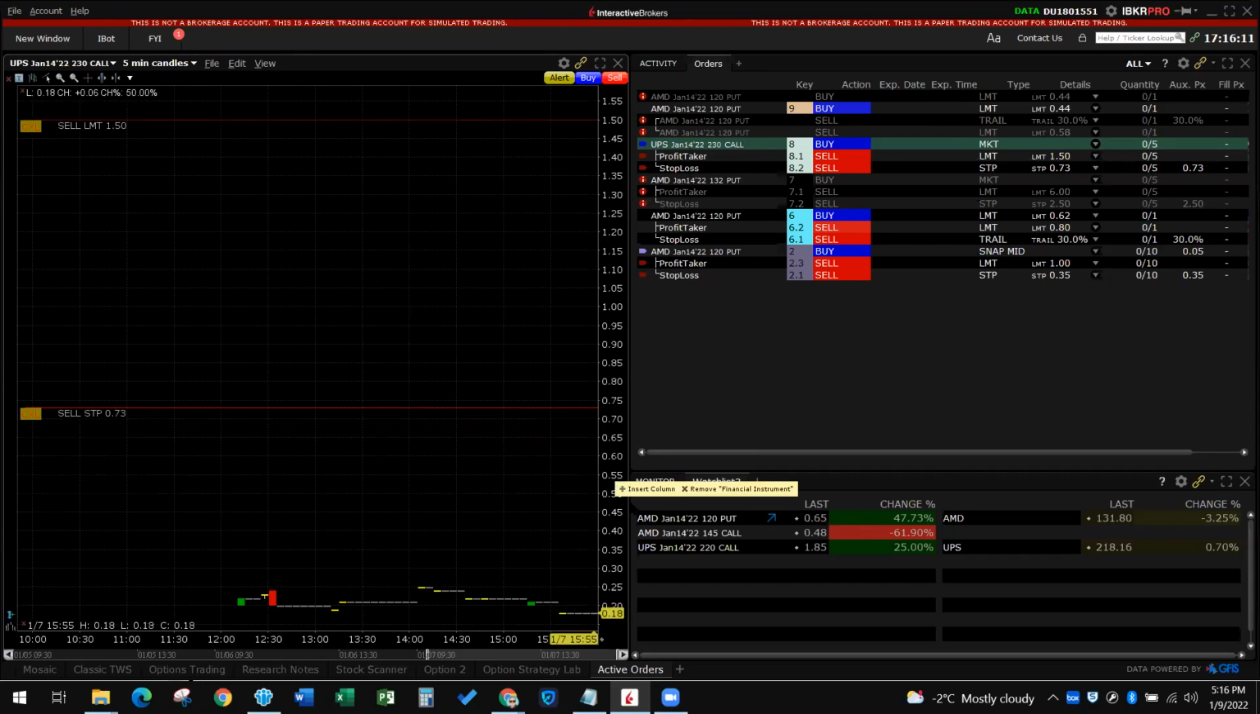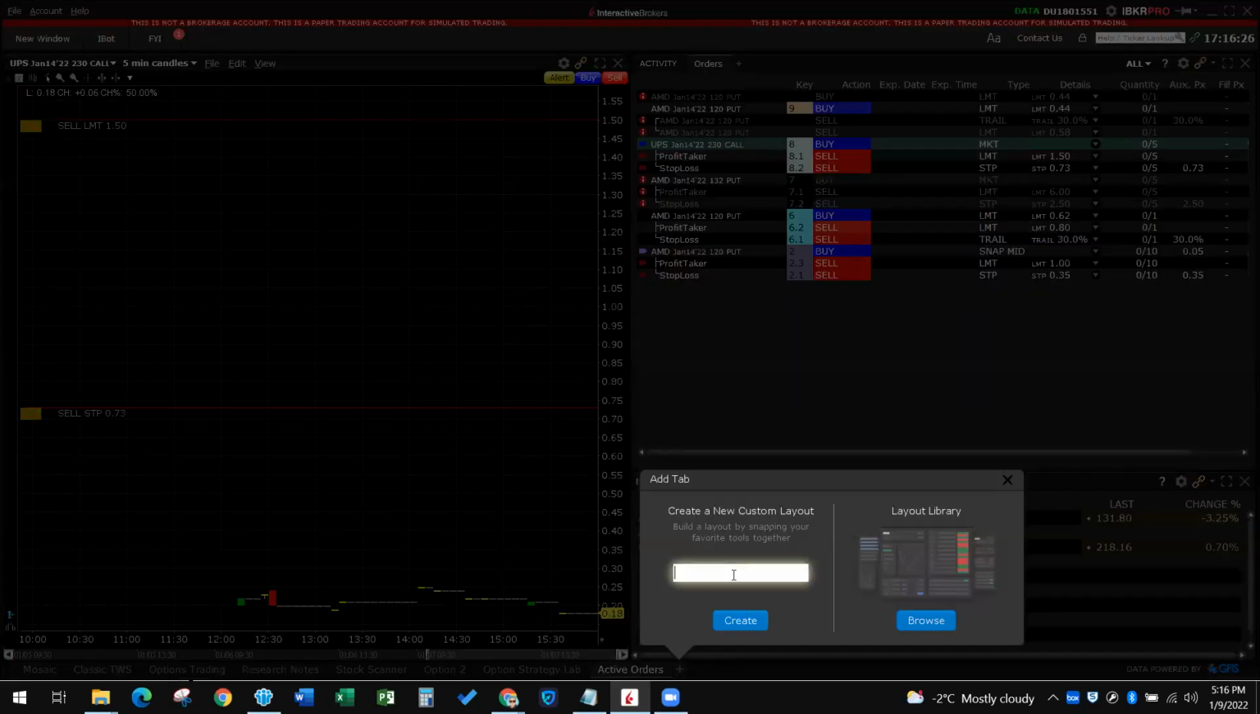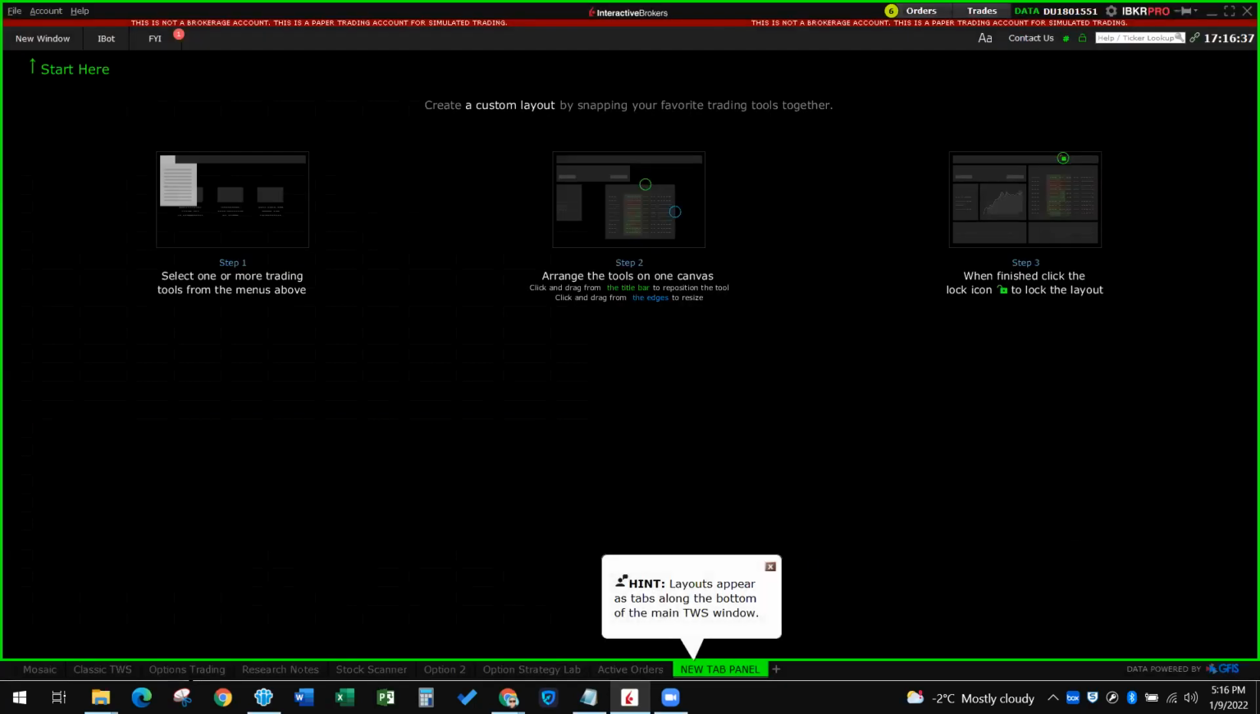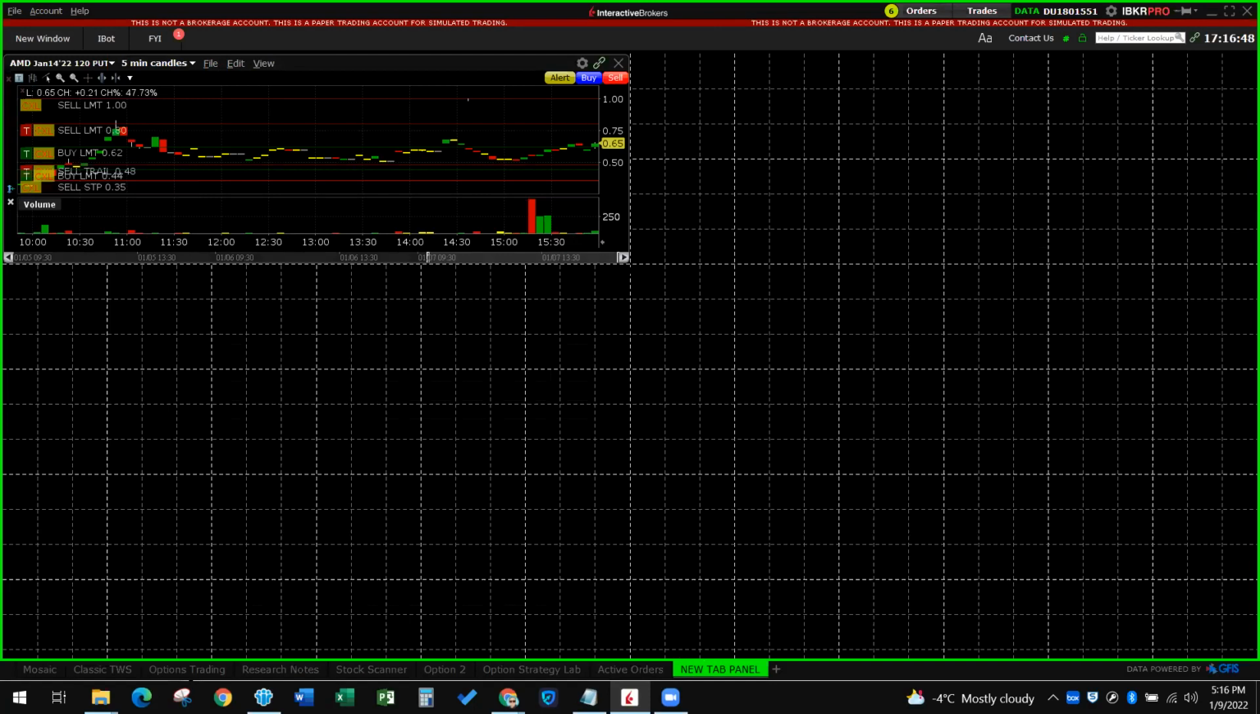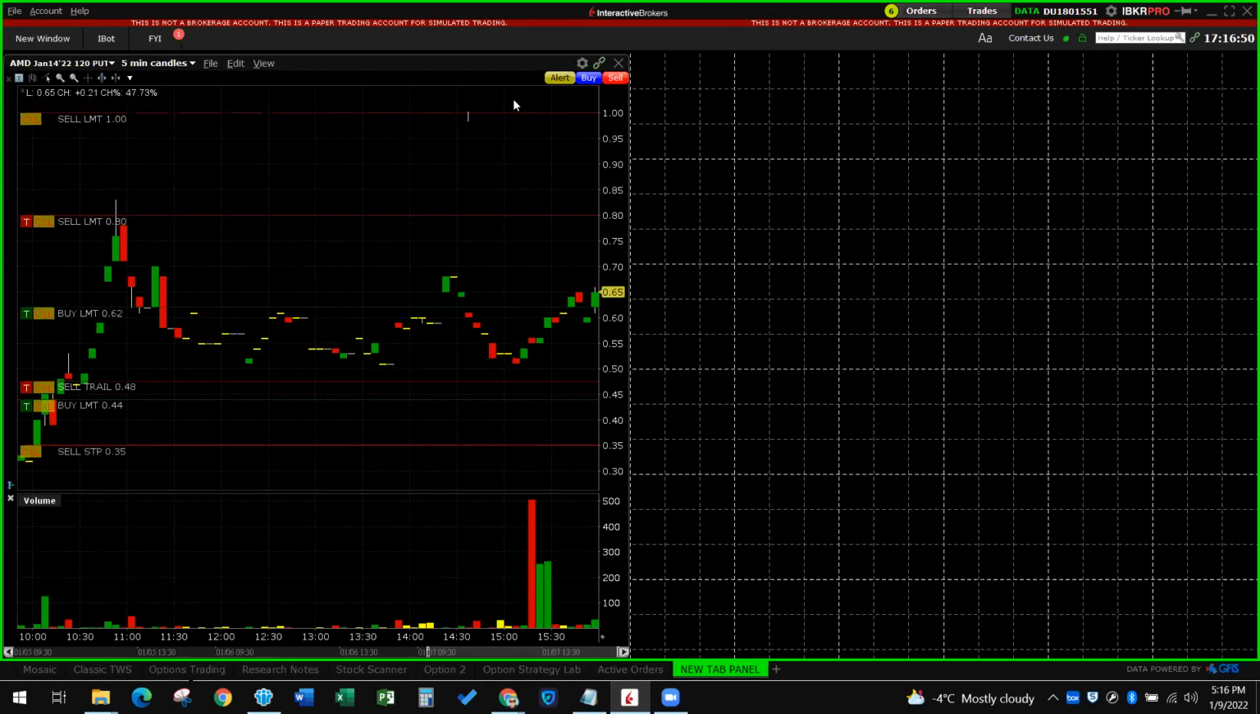This window is not a default window in Interactive Brokers. In order to have it here, you can easily create a new tab by pressing this plus. You can call it a new tab panel, some name, then create it. And here we can put whatever panel we like. I'm going to add a chart here. Okay, the chart is here. I'm going to put it on this side.